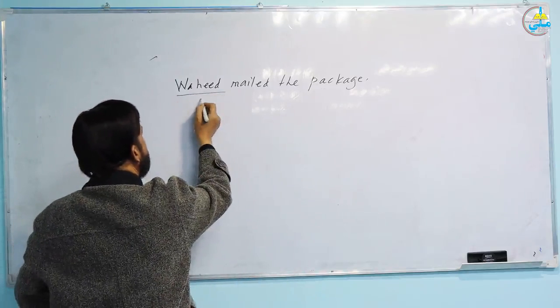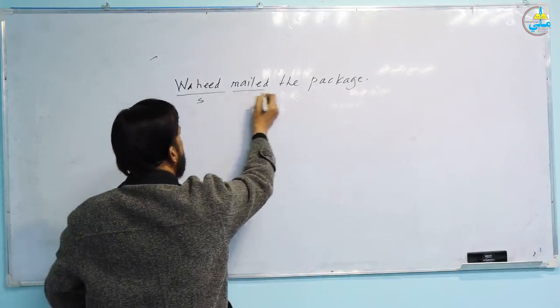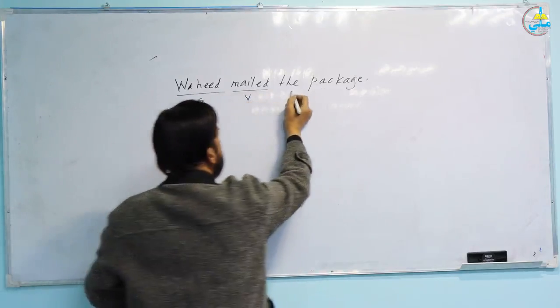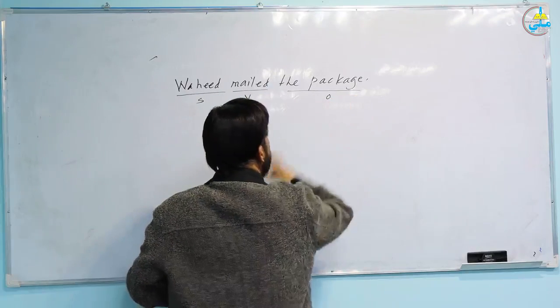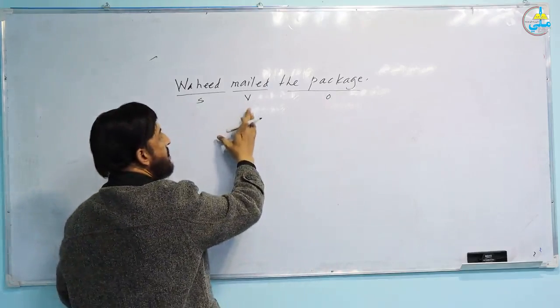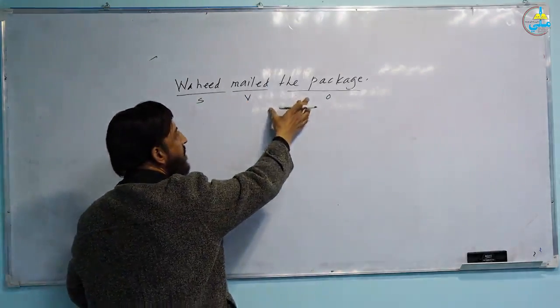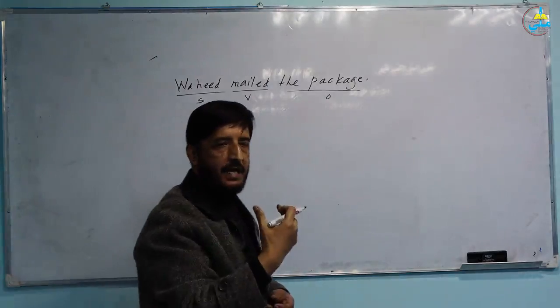Wahid is the subject, mailed is the verb, the package is the object. Since this verb or this sentence has an object, we can change it to passive.